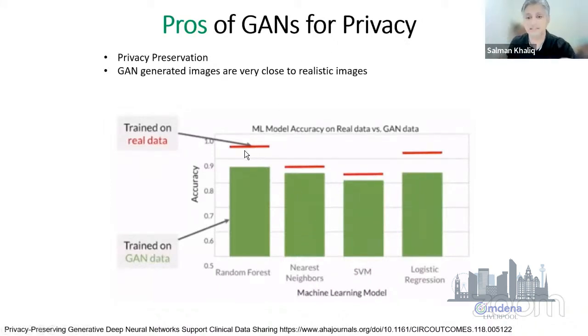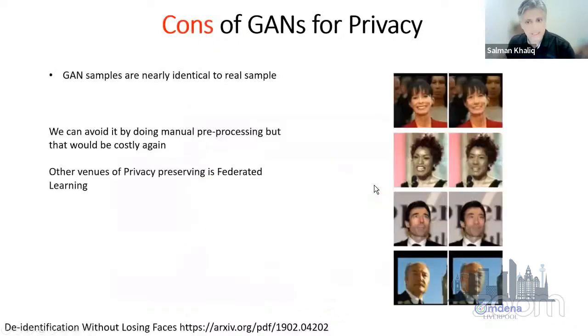This is one of the research papers. What they did is basically they trained on real data and GAN generated data. You can see the accuracy is getting very close. Nearest neighbor is getting very close. Support vector machines are getting very close. So they're getting very good results. And finally, GAN samples are nearly identical.